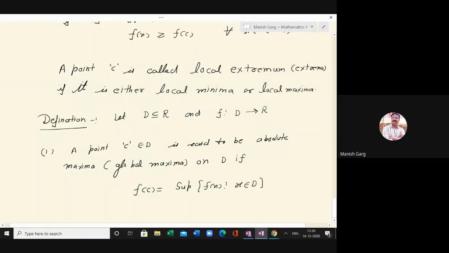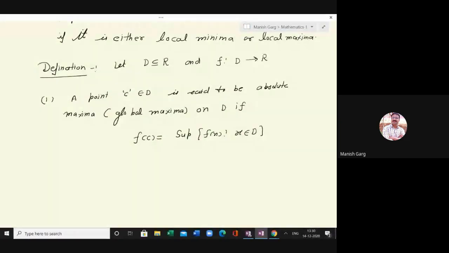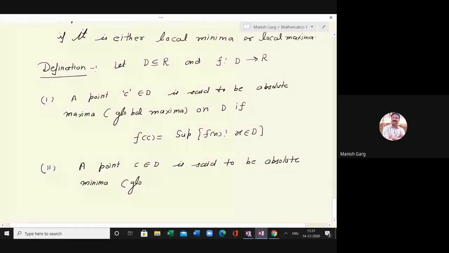The meaning of the supremum is that at point c the value of the function will be maximum among all the points of D. Same thing, a point c, an element of D, is said to be an absolute minima or global minima on D if f(c) is equal to the infimum, the minimum value of the function at all points in the domain D.